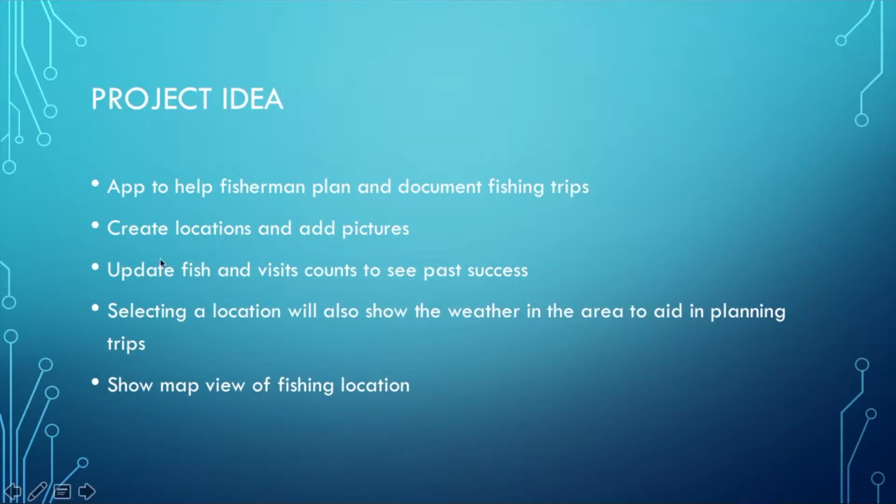When selecting a location, the weather should also be displayed, and this can be helpful as it will help in planning trips. Say if someone was bored and wanted to possibly go fishing at one of their favorite fishing spots, they could check the weather in that area at the moment, and if it's not suitable for fishing, then they know not to go there. And also, I want the application to have a map view of the fishing location.